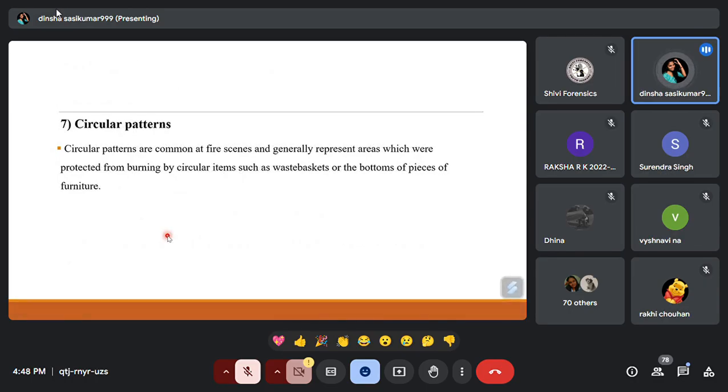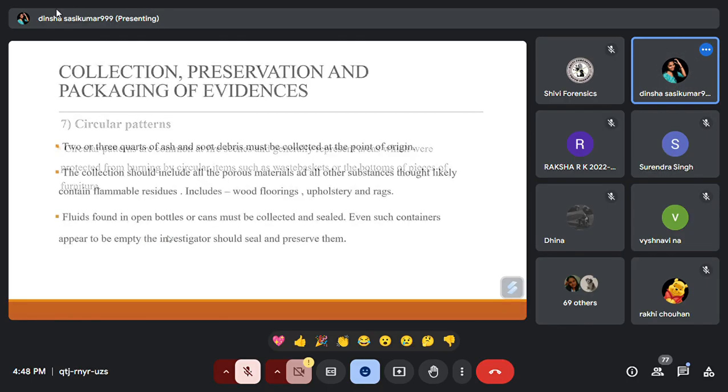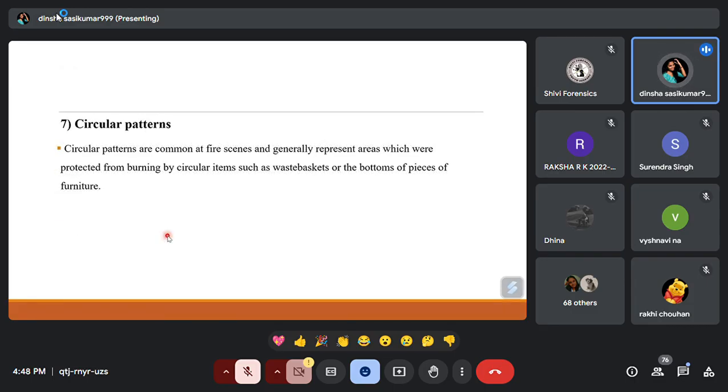The next pattern is circular patterns. Circular patterns are common at fire scenes, and they generally represent areas which were protected from burning by circular items. If in the crime scene there are waste baskets or the bottoms of pieces of furniture which are circular in shape, such substances will leave a circular pattern on the floor. These kinds of patterns will give us some clues regarding the origin of the fire or whether an accelerant was used or not.